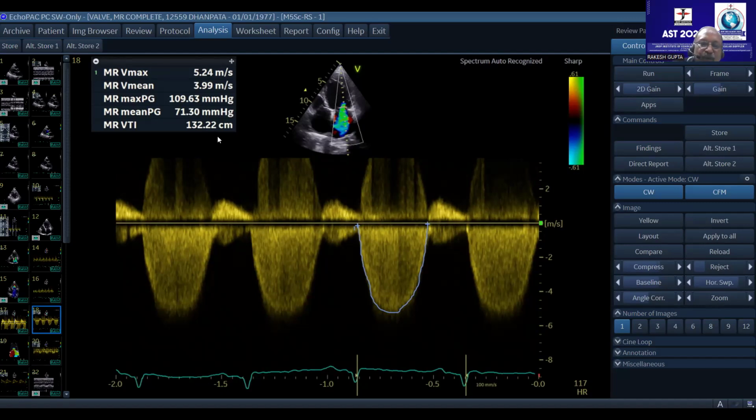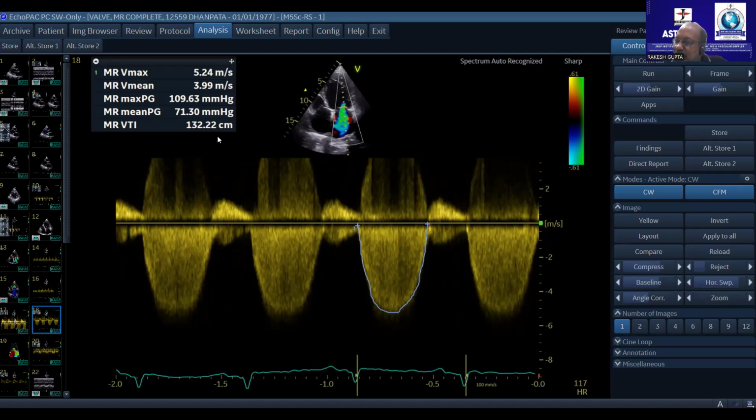11.65 divided by 132. What will be the regurgitant volume? 0.08, sir. 0.08 what? 0.008. Sorry, 8 ml. So anyway, whatever the values are, there is some calculation mistake somewhere. That is how we calculate it. Most often the calculation mistake lies in the fact that we use centimeters at one point and meters per second at another point.